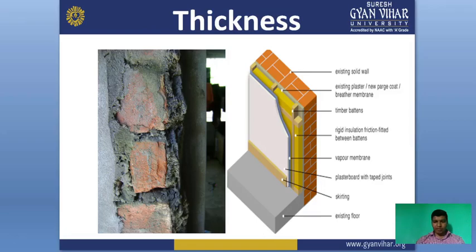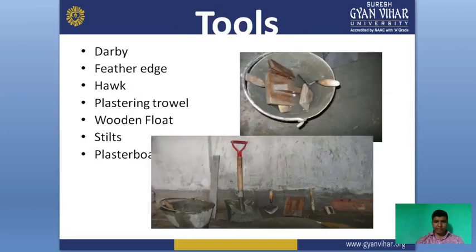The interior plaster should be 10 to 12 mm and the exterior plaster should be 18 to 20 mm in thickness. These are some tools which are used for plastering. The first one is the darby, as shown in the figure. Then the others are feather edge, hawk, plaster trowel, wooden float, steels, and plasterboard. These are the tools which are used for plastering.